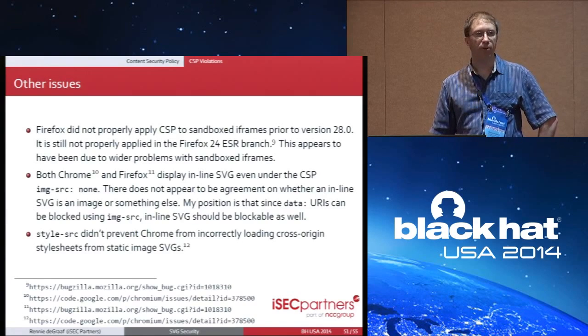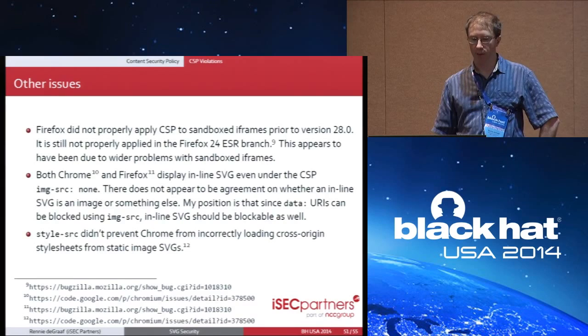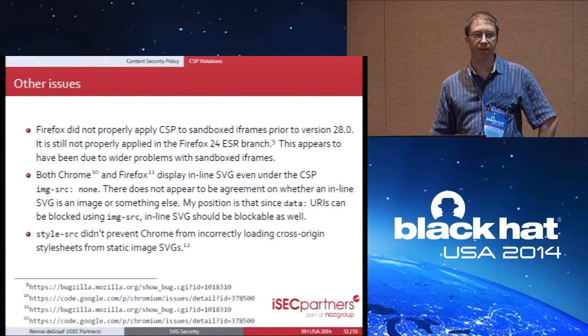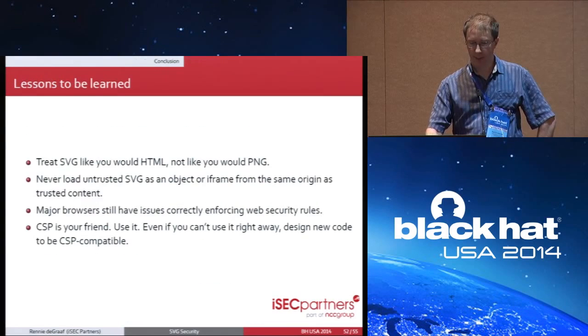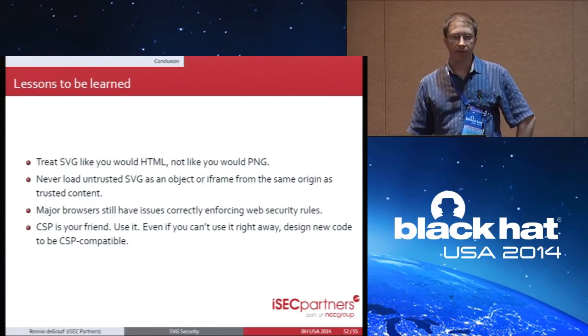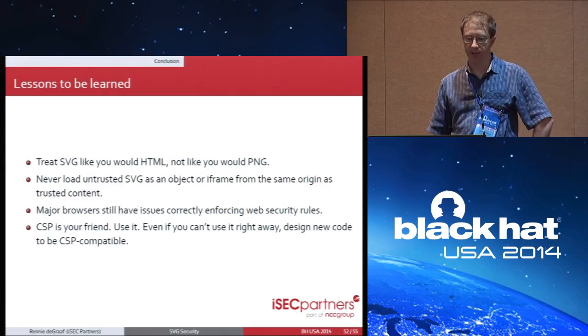And if you recall from before, when I was saying that Chrome was incorrectly loading cross-origin style sheets from static images, putting style source with CSP didn't affect that either. So the lessons to be learned from all of this, if you're using SVG for anything, is to treat SVG more like you would HTML rather than like how you would any normal static image file like a PNG or a JPEG or whatever.